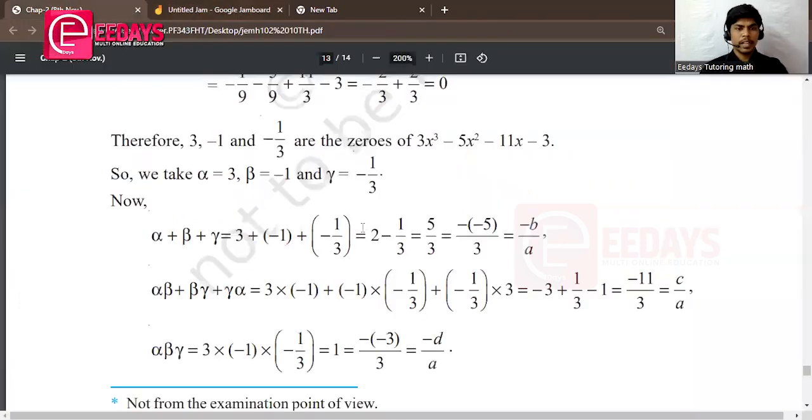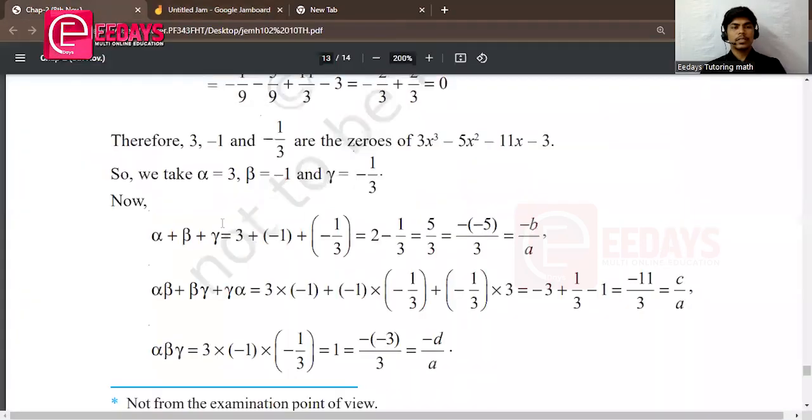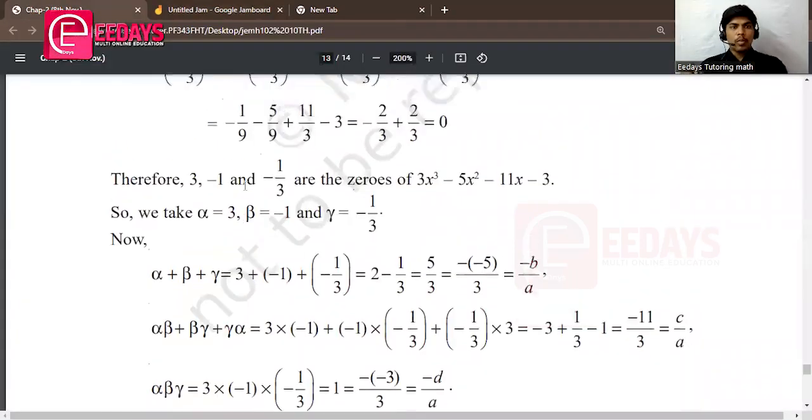Once again, where are we making a mistake? Okay, 3 by, I just wrote 3 by 3. It is 3. So here minus into minus plus 1 is equal to minus into minus plus 3 by 3. 3 by 3 is nothing but 1. So 1 is equal to 1. So we just verify like this. I hope you understand.